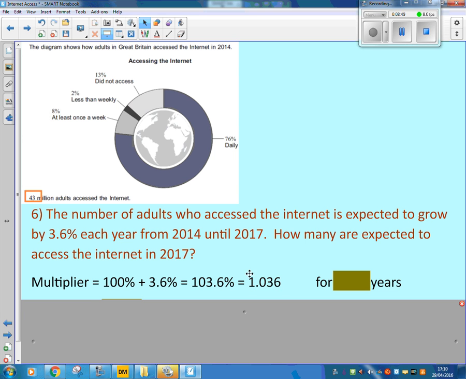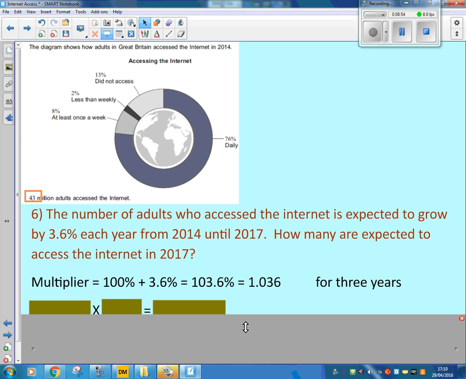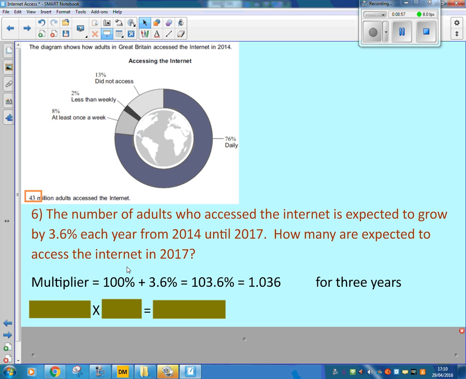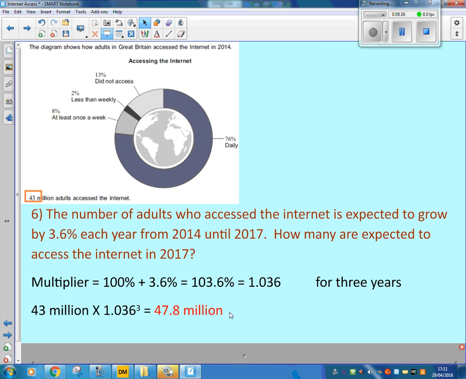That's our multiplier. But it's not just for 1 year, 2014 to 2017 is for 3 years. So we want to do our 43 million, the number accessing the internet in 2014, and we want to multiply it by 1.036 for the first year, then multiply it by 1.036 again for the second year, and then a third time for the third year. And the quick way to do that is you multiply it by 1.036 cubed because it was 3 years. And that comes to 47.8 million. So that's the number that it's estimated would be accessing the internet in 2017.